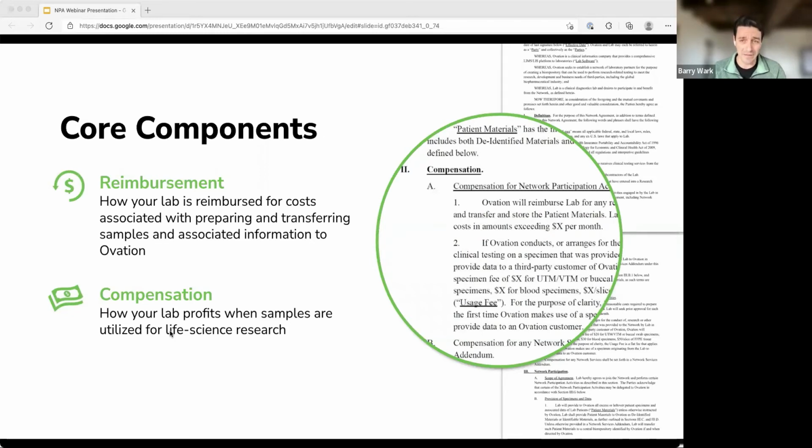The second way you're paid as part of the research network is through compensation. We'll compensate your lab each time we use a specimen in a research project when that specimen originated from your lab. And we can compensate your lab for providing services to the research network under a network services addendum. We'll cover that later in this presentation.